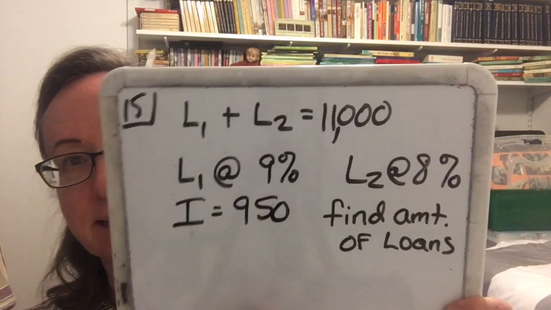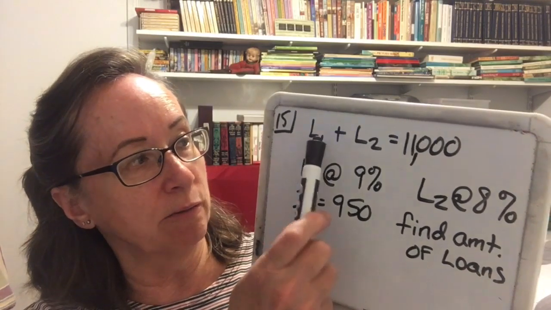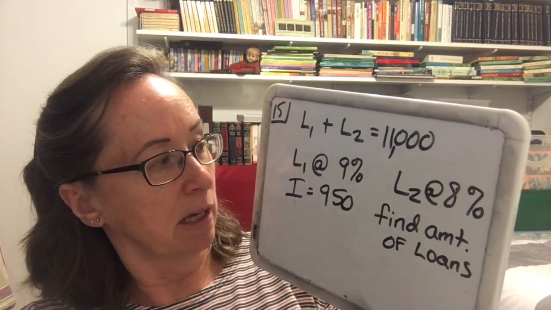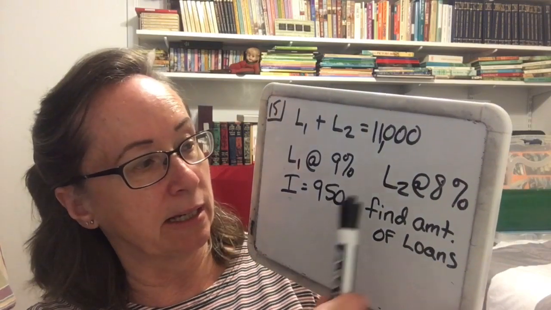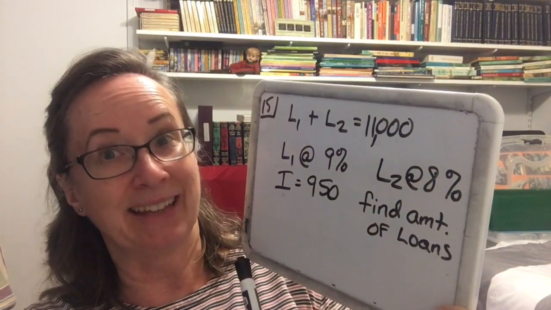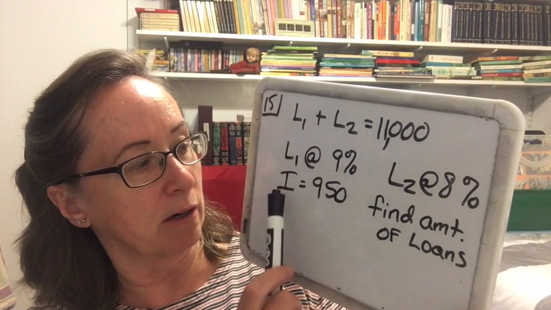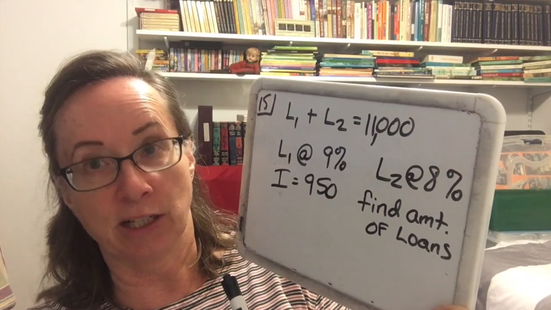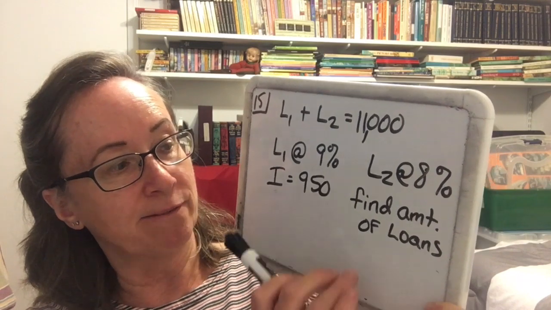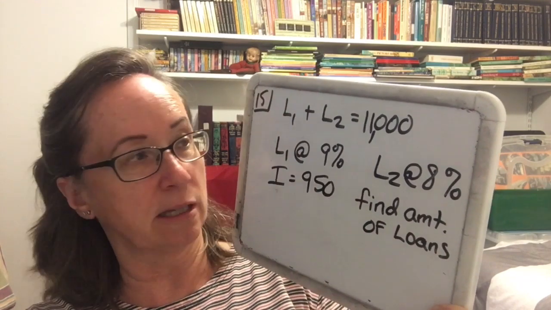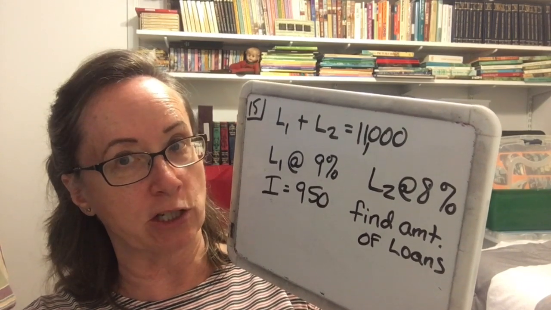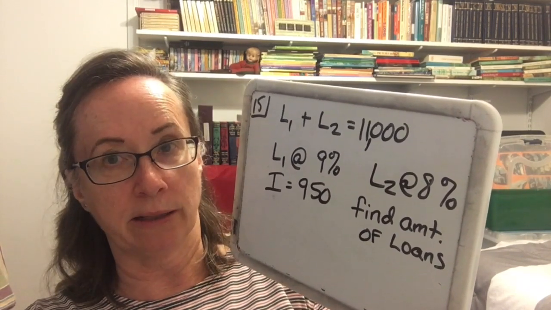So what I did is I set up this information. So I said loan 1 plus loan 2 is $11,000. Loan 1 is at 9%. Loan 2 is at 8%. The interest at the first year mark was $950 that he had to pay in interest for these loans. Find the amount of the loans. Okay, well, we already have one equation. Now we need 2 equations because we have 2 unknowns.